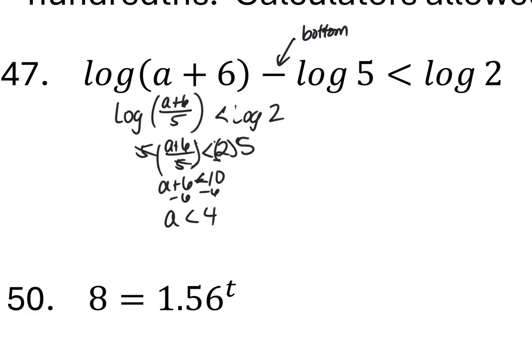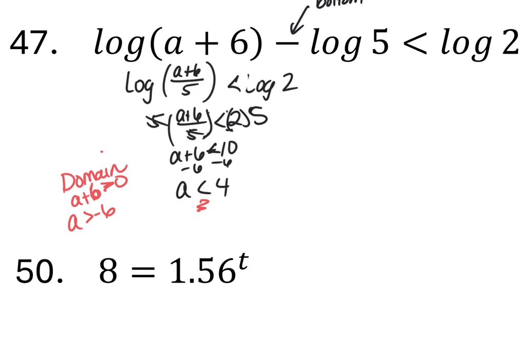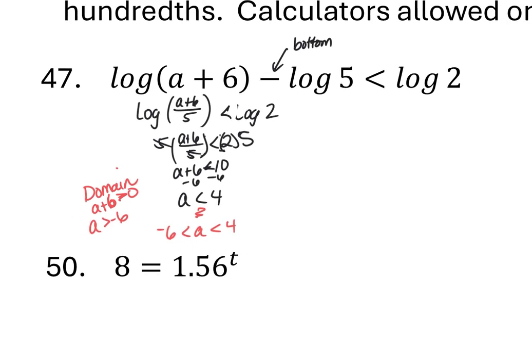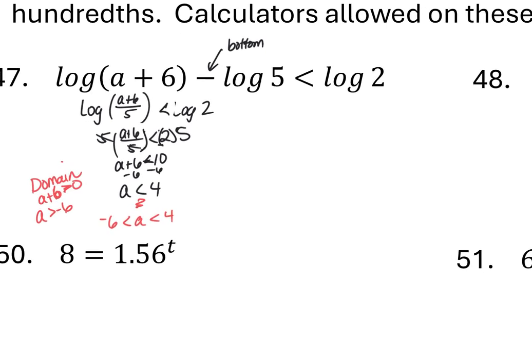Now, when I have a less than inequality as my answer, I need to look at the domain. The only log that has a variable in it is a plus 6, and that has to be greater than 0. So a has to be greater than negative 6. And so we put that domain restriction as a between statement with our answer. So negative 6 is less than a, which is less than 4. Now, if you have two domain restrictions, you take the bigger number first, because that's the first number it's going to be undefined with.